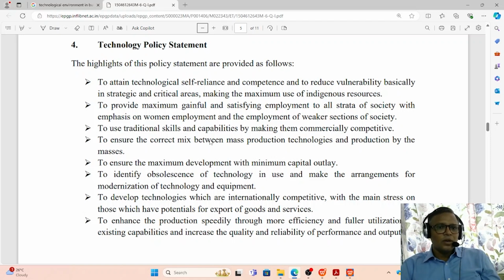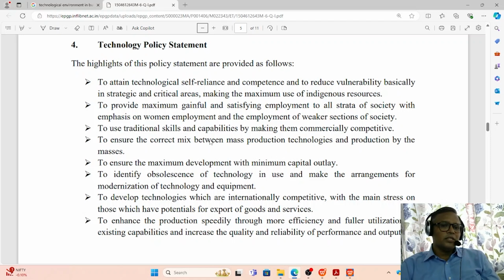Next is to identify the obsolescence of the technology in the unit and making the arrangements for the modernization of the technology and the equipment. Next is to develop the technologies which are internationally competitive, with the main stress on those which have potential for the exports of goods and services.